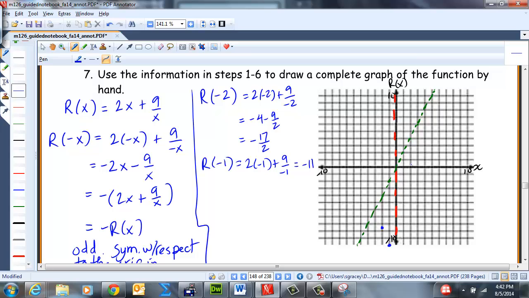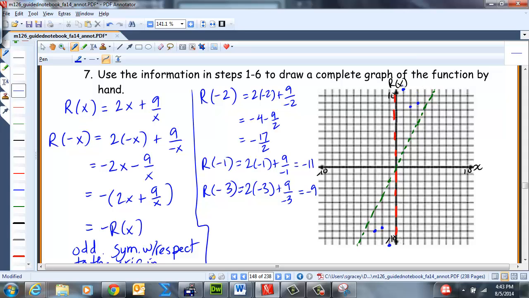So let's also be plotting our other points. We have negative 2, negative 17 halves on the graph. So positive 2, positive 8.5 will also be on the graph. And then positive 1, positive 11. So let's get one more. If we get r at, how about negative 3? It would be 2 times negative 3 plus 9 divided by negative 3, so that's negative 6 plus negative 3, which is negative 9. And then that means we'll have positive 3, positive 9 on the graph.